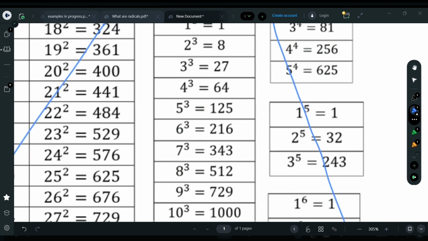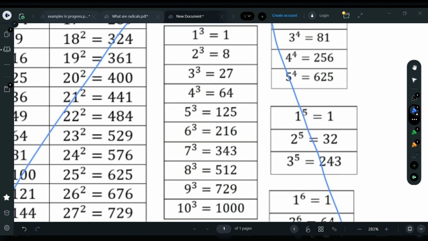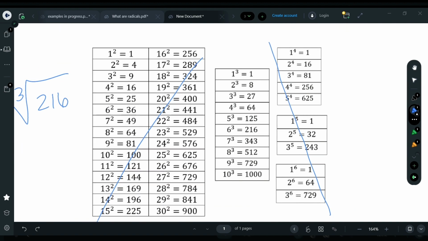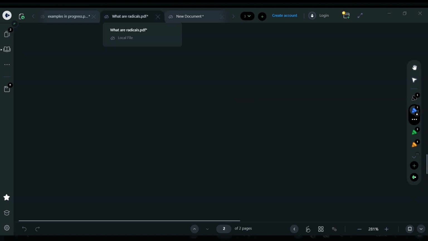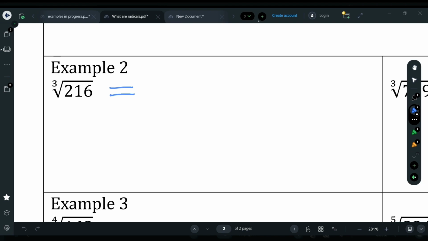Now, cube root of 216. Is 216 on the list? It is. Here it is. Okay. 6 cubed is equal to 216. Therefore, the cube root of 216 is equal to 6. So this is another one where the answer is a whole number. So let me come back over here. Answer is equal to 6, and we're done.